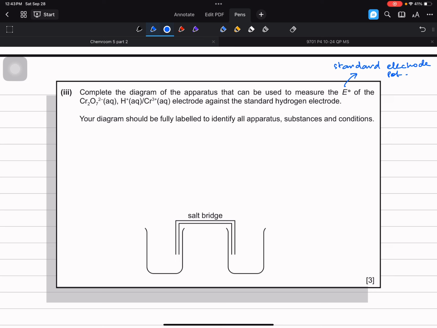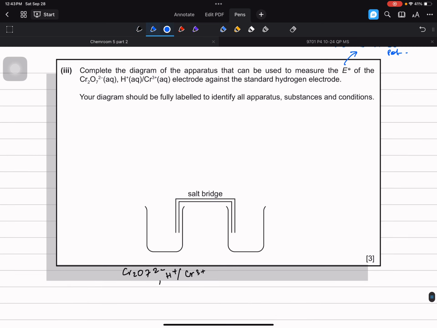So let's allocate the left hand side electrode as the dichromate with hydrogen ions and Cr3+ ions. This is how we write them. This is the oxidized species and this is the reduced species. And let's allocate the right hand side electrode to the standard hydrogen electrode.